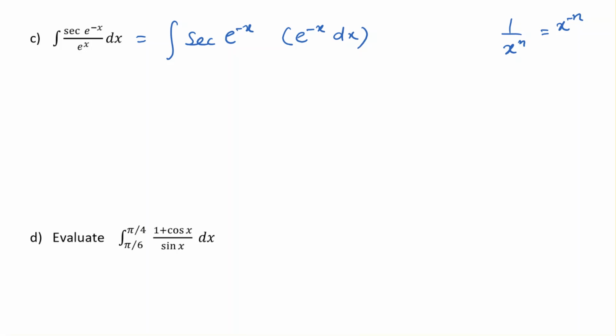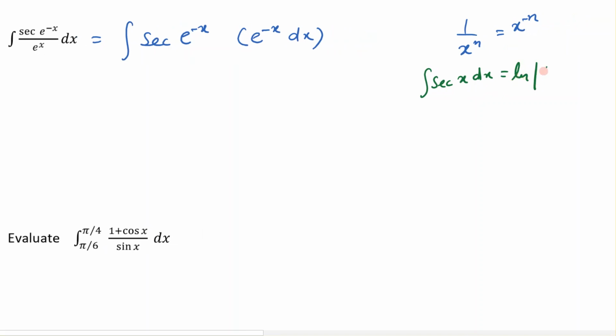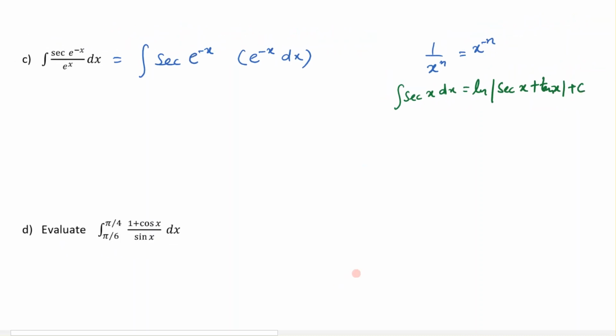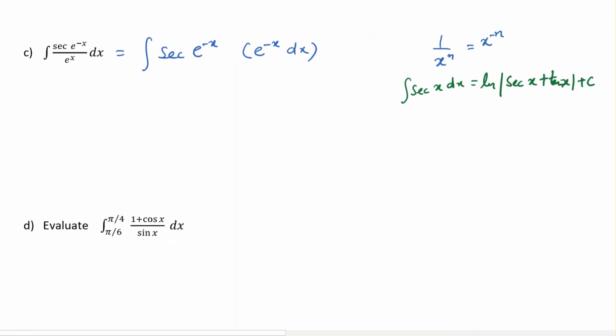And also today we learned that the integral of secant x dx is equal to ln of secant x plus tangent x plus c. So we're going to use this formula because I can recognize that I can make something like secant of an angle and the differential of that angle here as well, because we have the angle as e raised to the power negative x, and all we need is the differential of this angle.